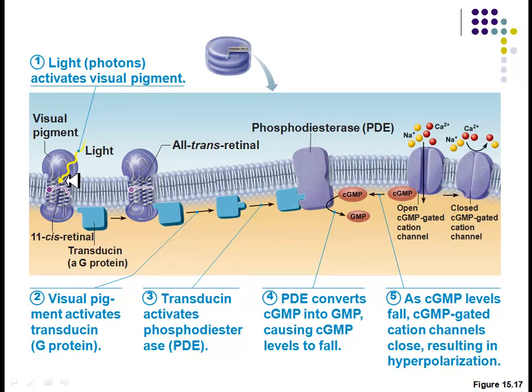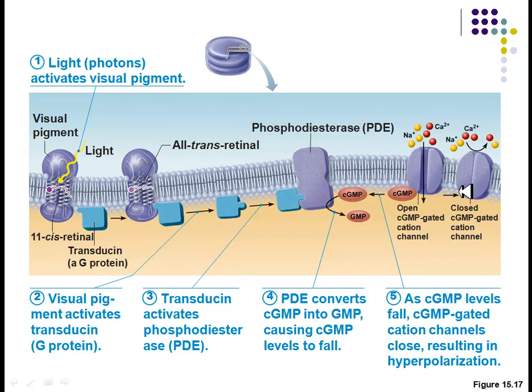When light comes in, in response to photons of light hitting it, this little protein, this 11-cis-retinol, changes shape, or this chemical, I should say. It activates a G protein called transducin. You can see the change from the bent form to the all-trans form. Transducin activates phosphodiesterase, which will take cyclic GMP and convert it into GMP. This is guanine monophosphate.